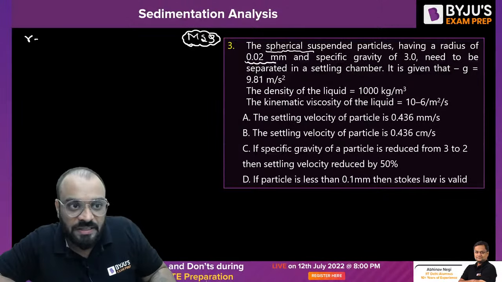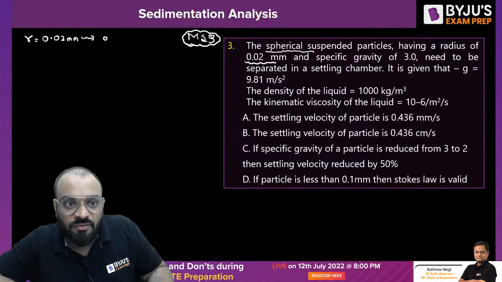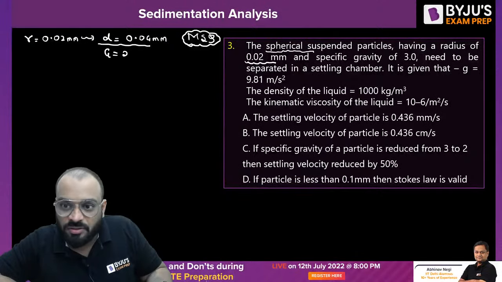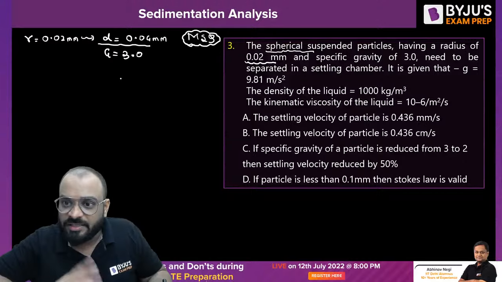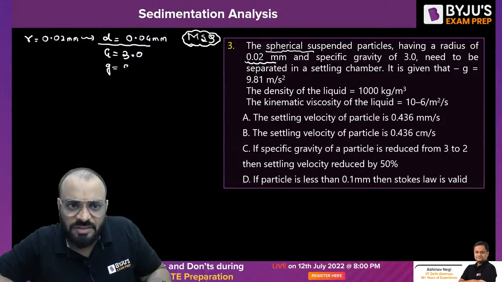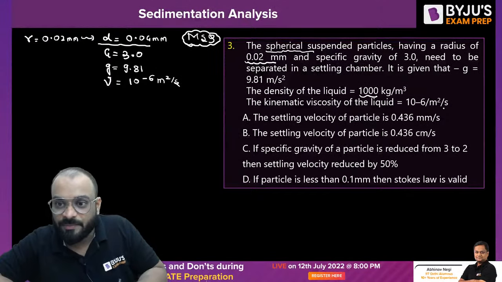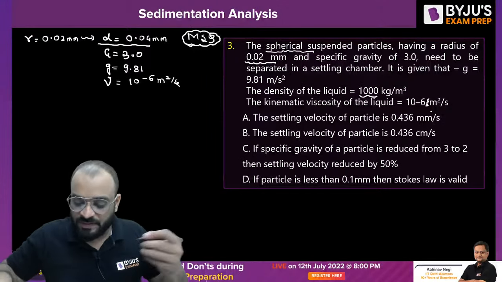Let us suppose the radius is 0.02 mm. If you convert it in terms of diameter, it will become how much? 0.04 mm. Okay sir. The specific gravity of the particle is 3.0, and it needs to be separated in the settling chamber. The value of small g is also given, which is 9.81, and the density of liquid is also given, and the viscosity is given as kinematic viscosity 10⁻⁶ meter square per second. Clear? These are the data which are given to us.